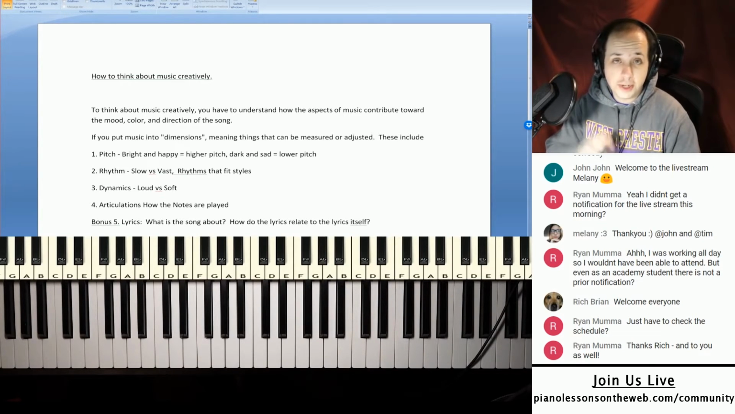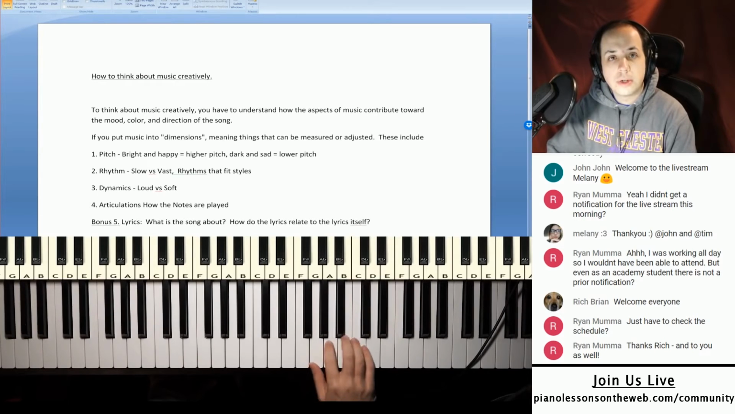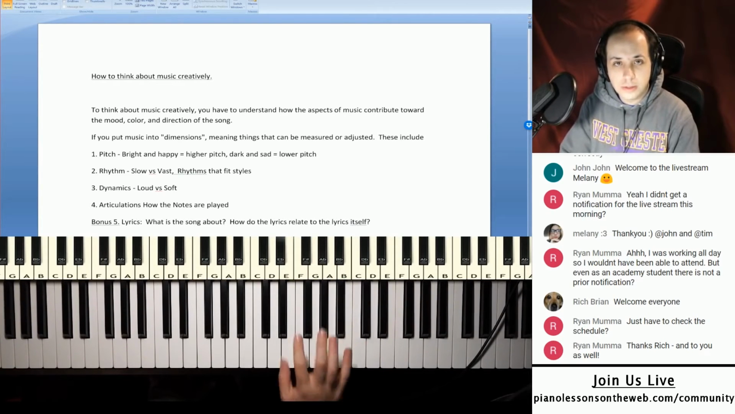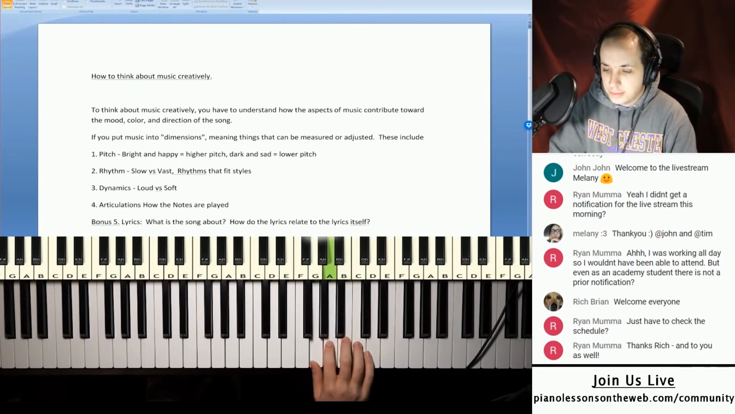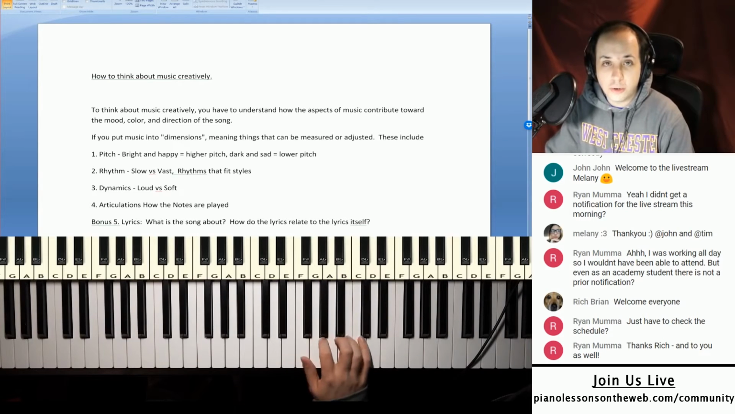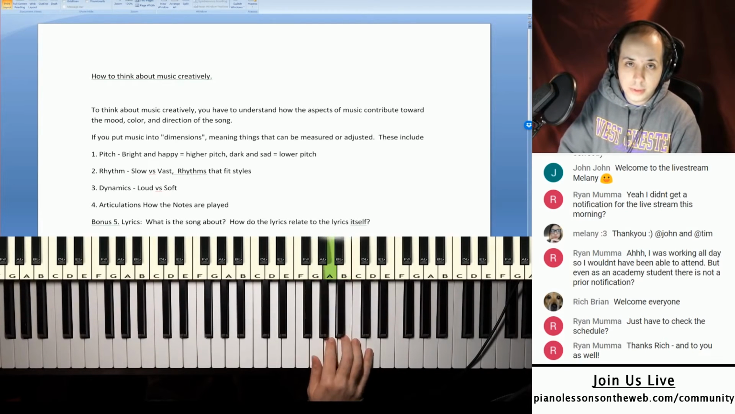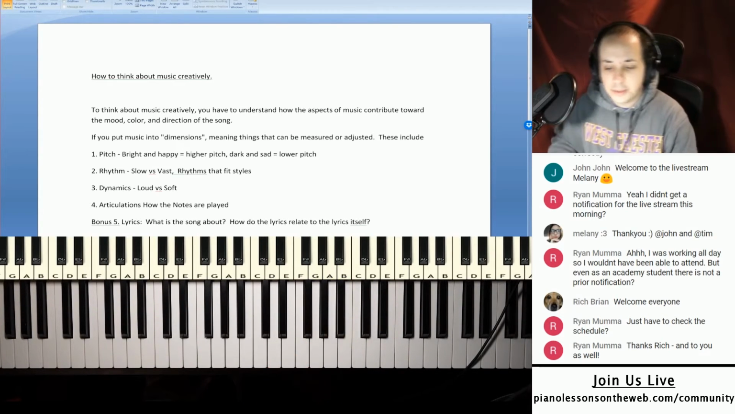Okay, another one is articulation. So an articulation, if you don't know, is something like a staccato or an accent, something like that, or a slur, or play legato, or a mixture, something like that. So these are all articulations, and these are how you play the notes.